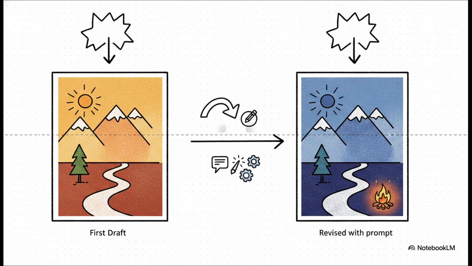Instead of totally redescribing the entire scene from scratch, you just tell the AI, keep everything exactly the same, but change the color palette to cool blues and add a small campfire glow in the bottom left corner. It's incredible. You keep your core composition completely intact while tweaking exact details using just plain language.